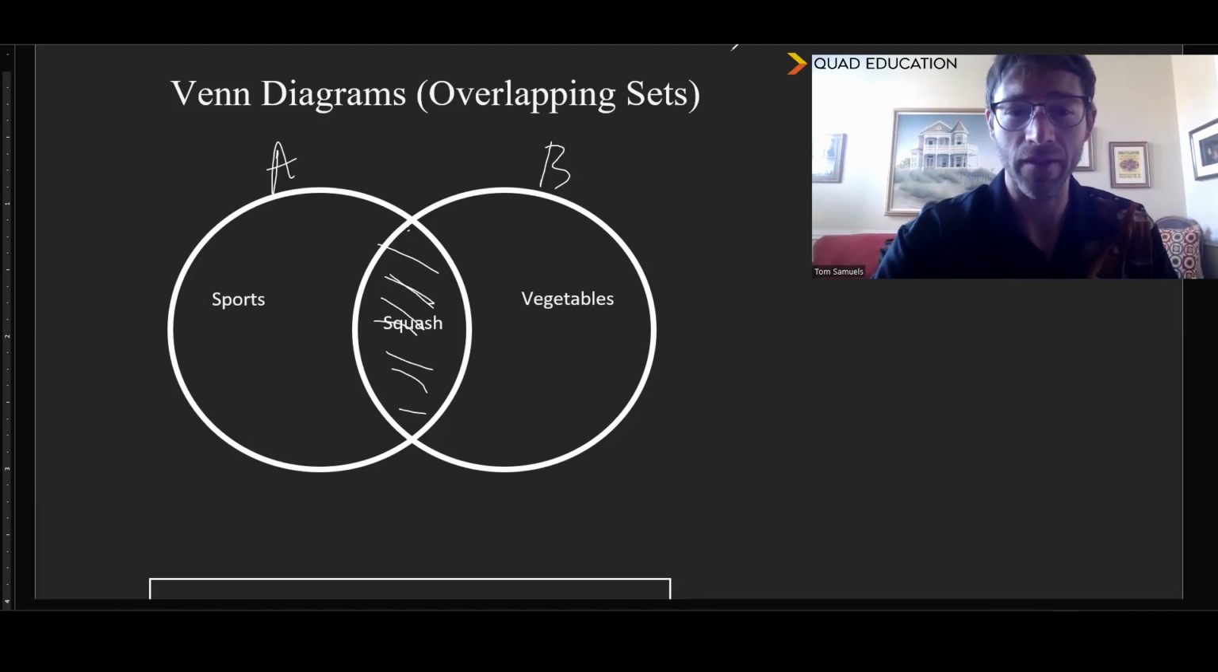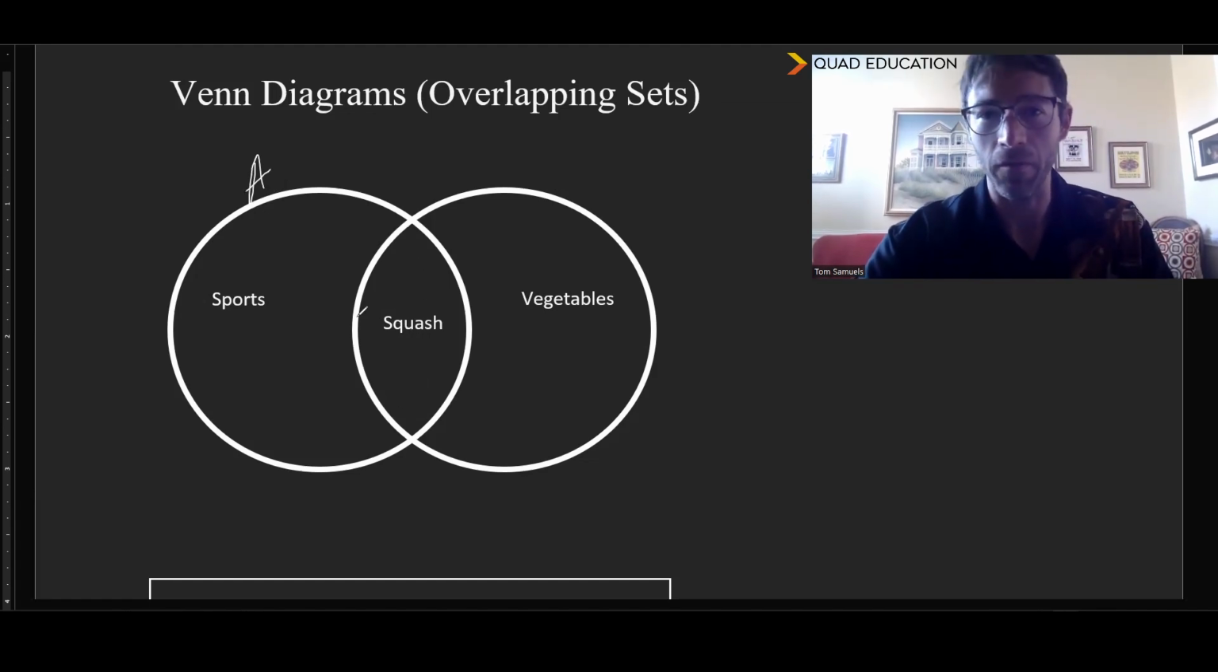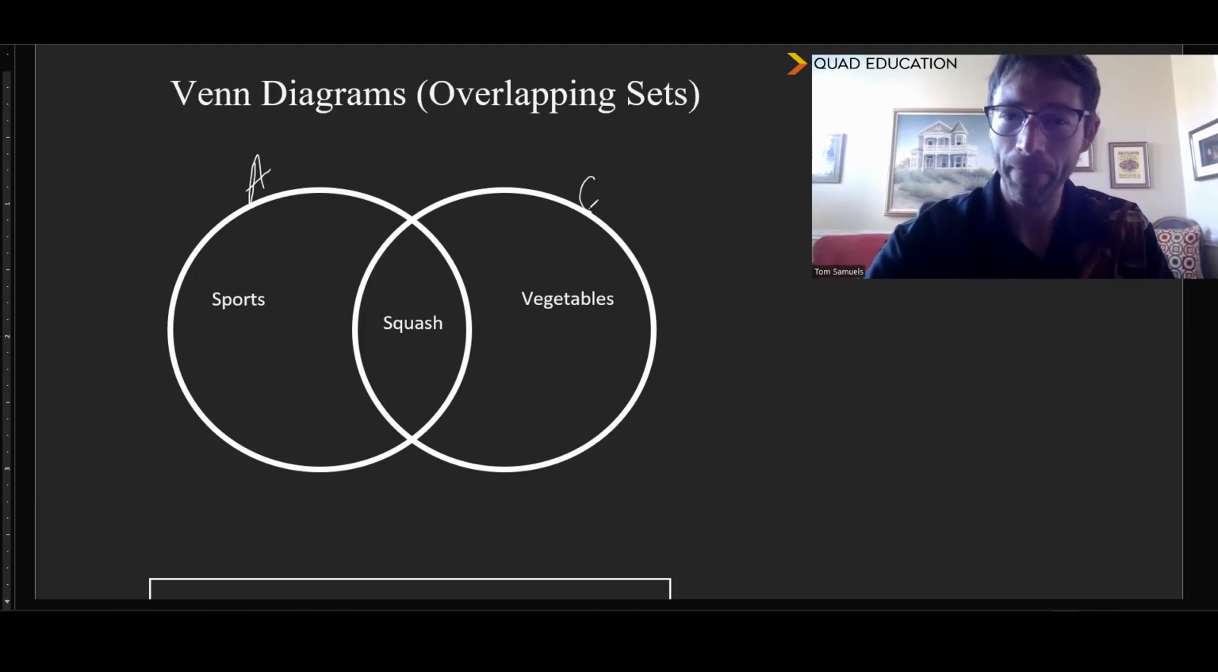So in this instance, I've done a silly example. My set A is all sports: basketball, football, baseball, etc. And then over here is all vegetables. And what we're saying here is there is an overlap between things that are sports and things that are vegetables, and that thing is squash. So kind of a silly example here, but just illustrating how this works.